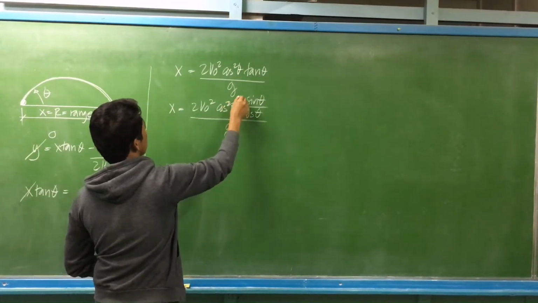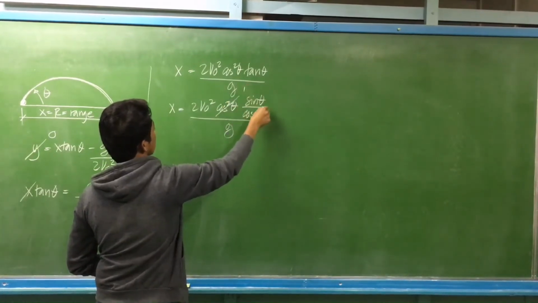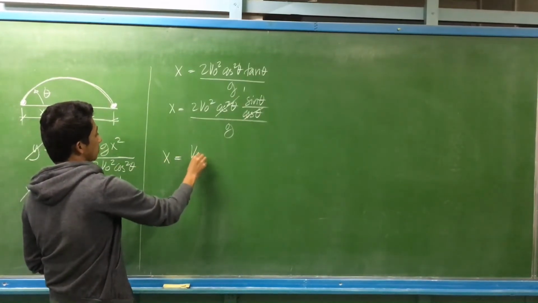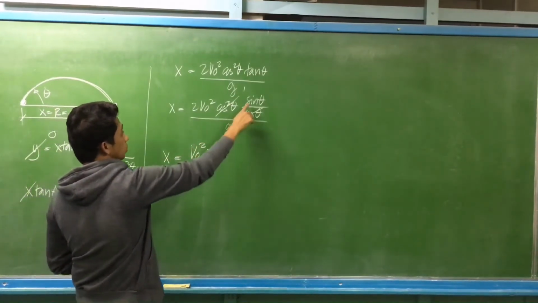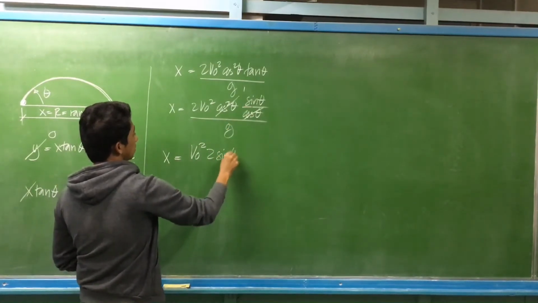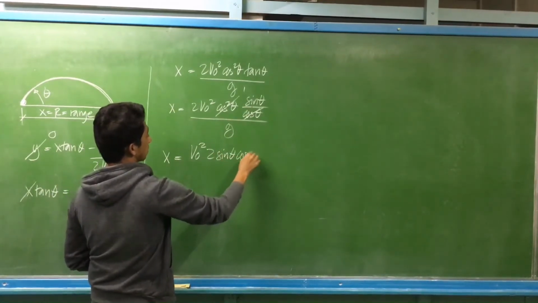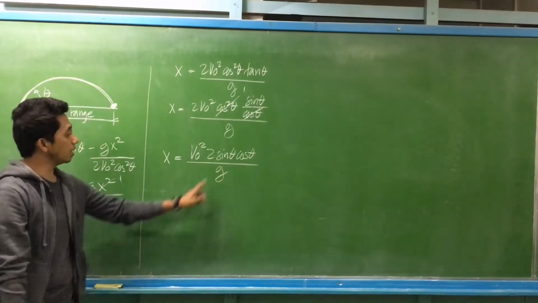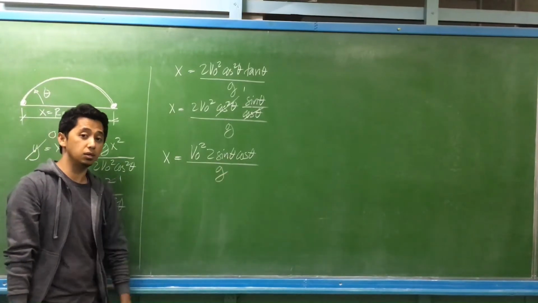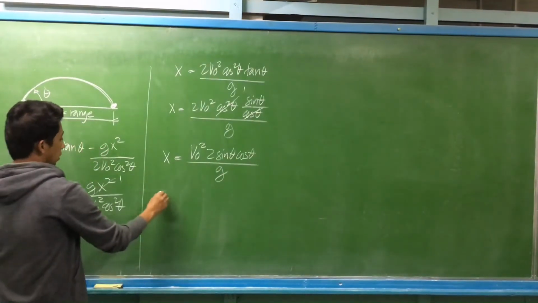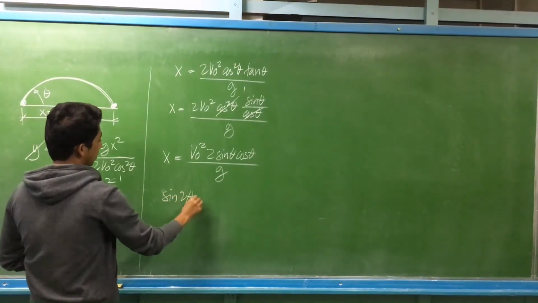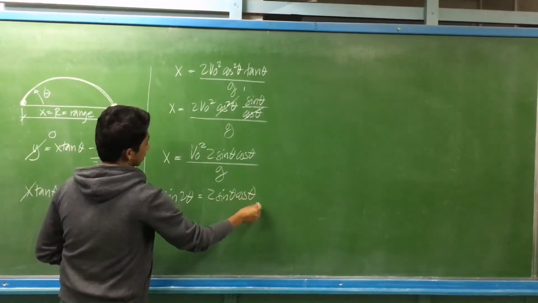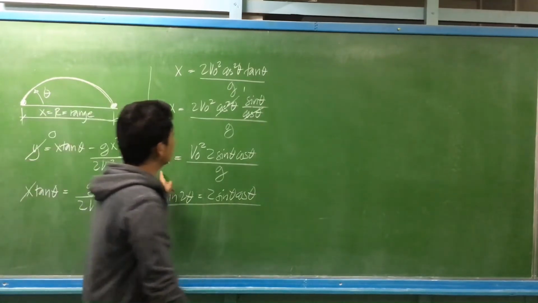Okay, we can cancel one of the cosines. So we have the value of x is now equal to initial velocity squared times 2 sine theta, the remaining cosine theta, divided by acceleration due to gravity. What's the equivalent of 2 sine theta cosine theta using Pythagorean identities? We have the sine of 2 theta is the same as 2 sine theta cosine of theta. So we'll be having the final formula.